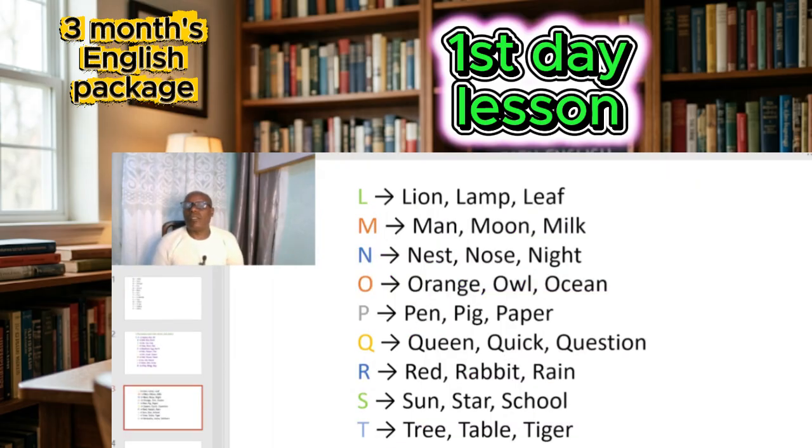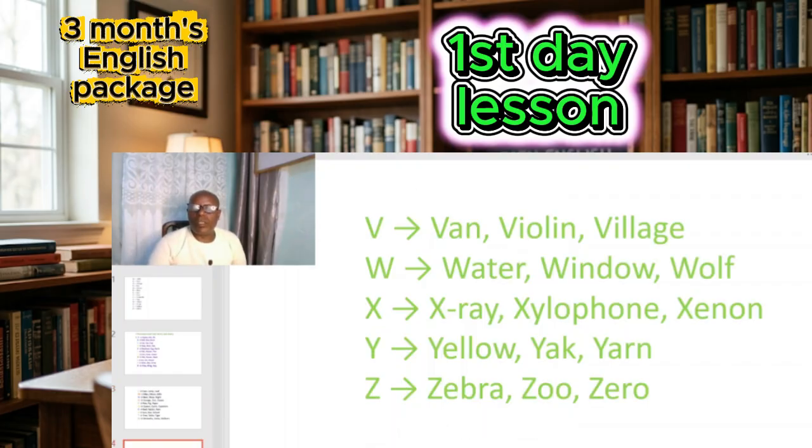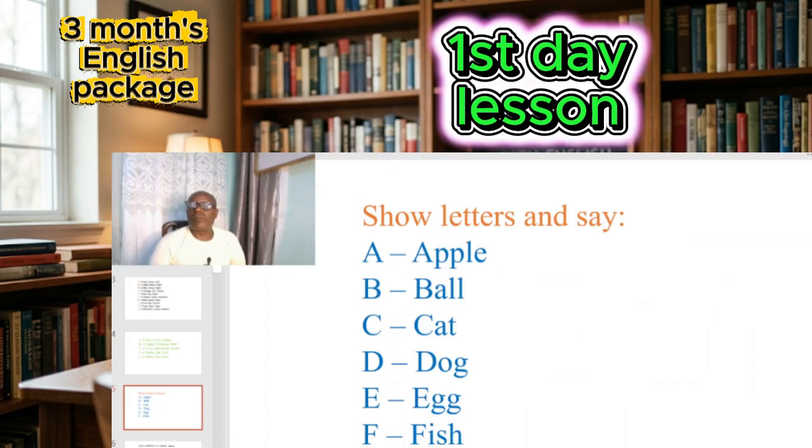Also lion, lamb, leaf, man, moon, milk. Continue reading and matching all the nouns with the alphabets written at the left of these provided exercises. Van, violin, village, W, water, window, wolf, X, X-ray, telephone, xenon. And so continue reading until the end of the exercise. Show letters in the side.